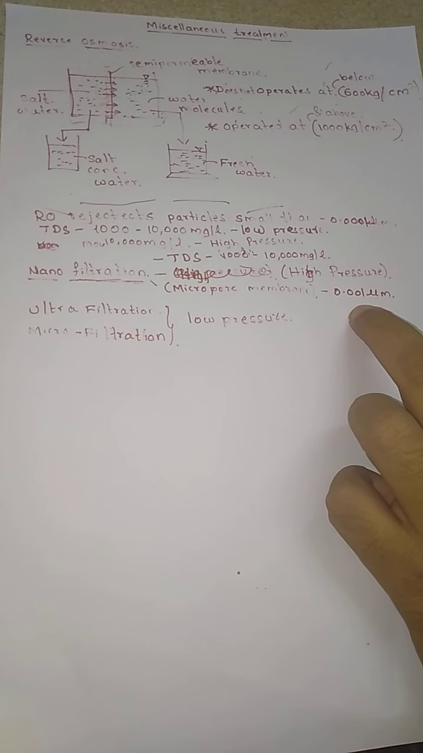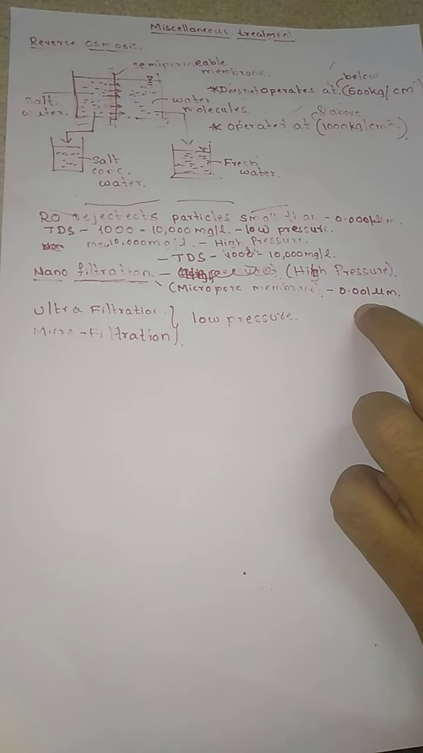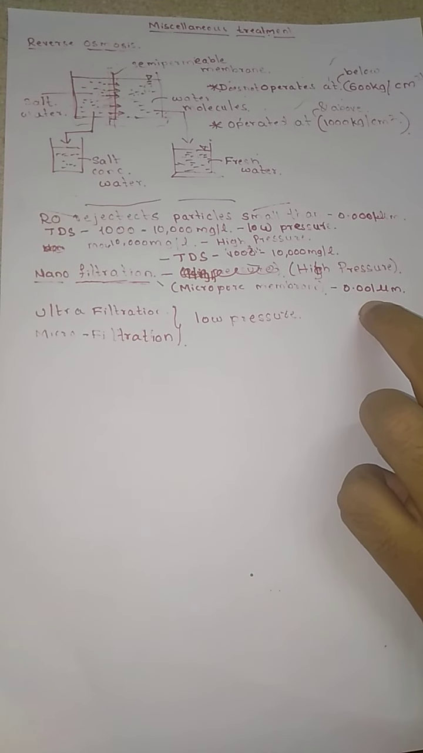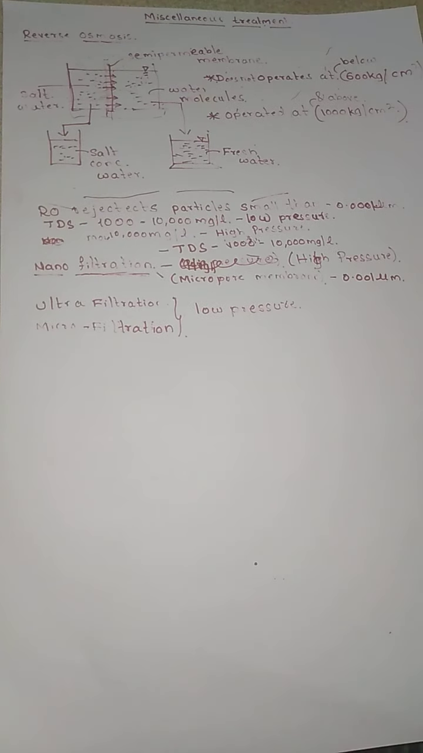It rejects the particles more than 0.001 micrometer, that is nothing but nanometer. I repeat, the difference between reverse osmosis and nanofiltration is that RO rejects particles smaller than 0.0001 micrometer, and nanofiltration rejects particles greater than 0.001 micrometer. This is the difference between the ultrafiltration and the nanofiltration.